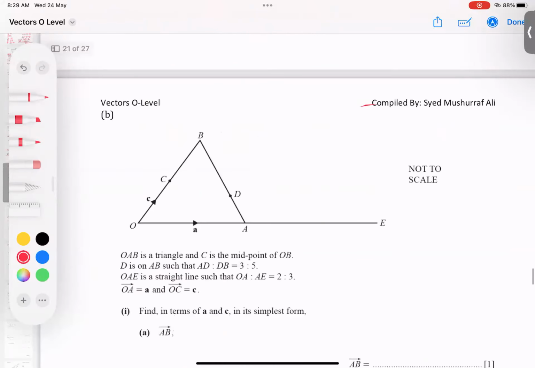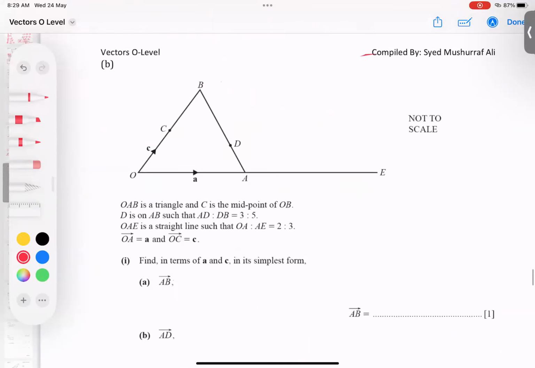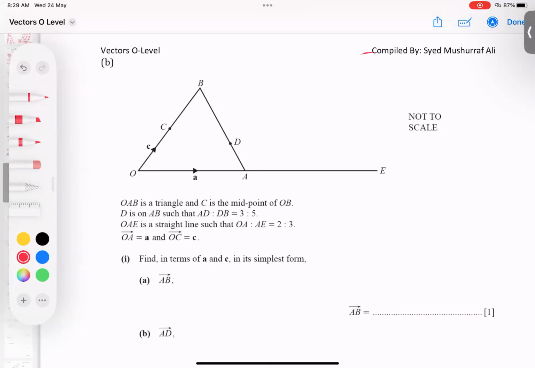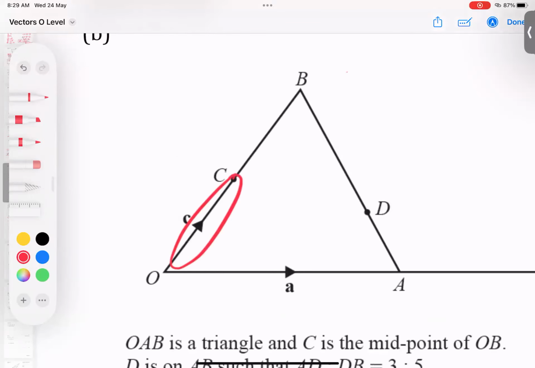So let's go for B part now. When you talk about the C part, students, we have to first of all read carefully. He mentions here clearly that this is A, O to A is A, and O to C is C, and he mentioned clearly C is a midpoint. Midpoint means OC is the same as CB. So I can write easily this is C vector as well.